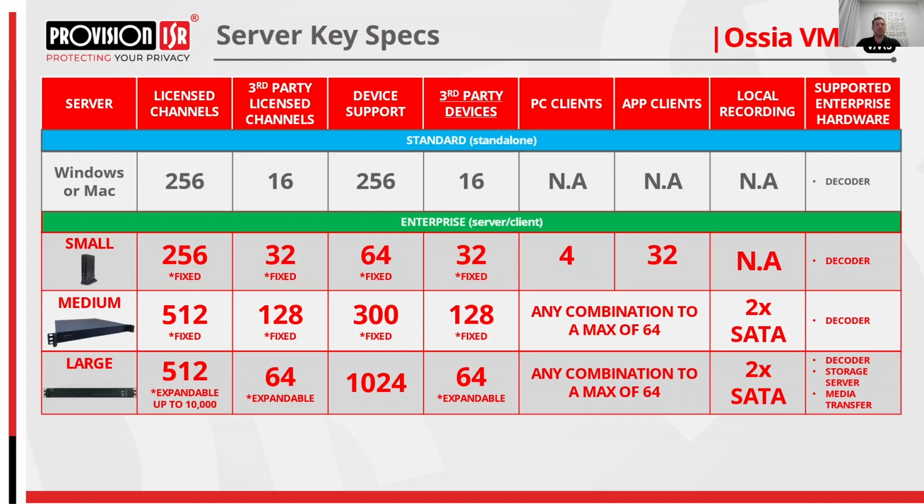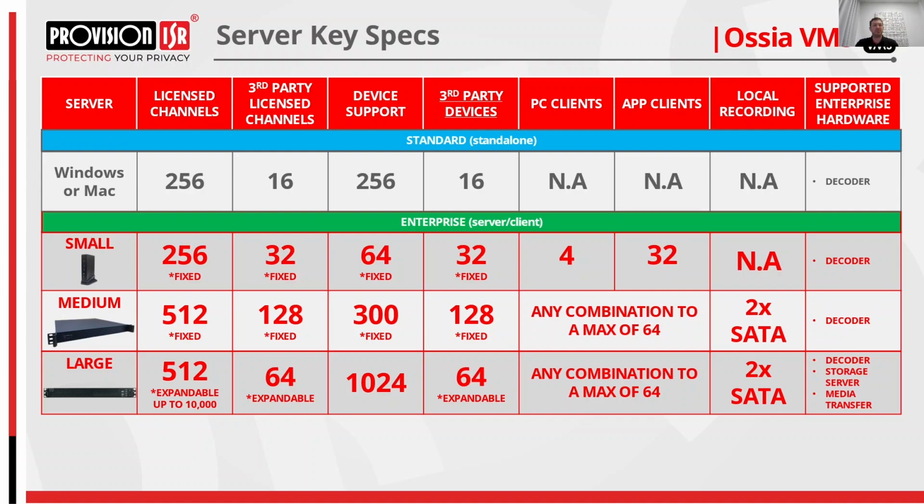Now, as you can see with the small and medium, next to the license channels and device support, you'll see that I've written with an asterisk fixed. And with the large, I've written it's expandable. So therefore, what this means is if you buy a small or medium management server, it comes pre-licensed with 256 channels if you buy a small and 512 channels if you buy a medium. It's a fixed license, meaning what you buy is what you get.